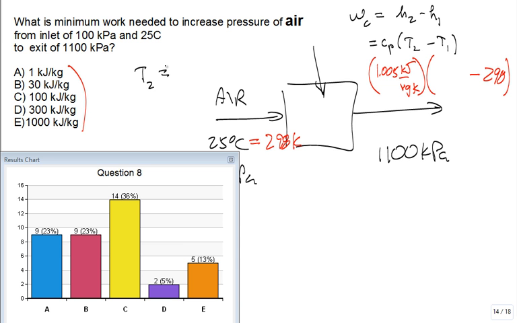Some people solved this problem correctly. I can look. There's an answer. A was selected, B was selected, C was selected, D was selected, and E was selected. True?